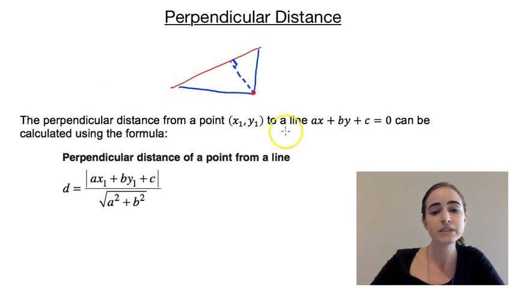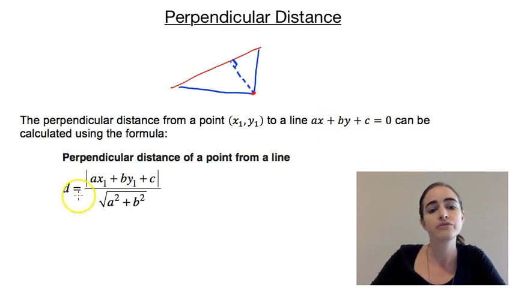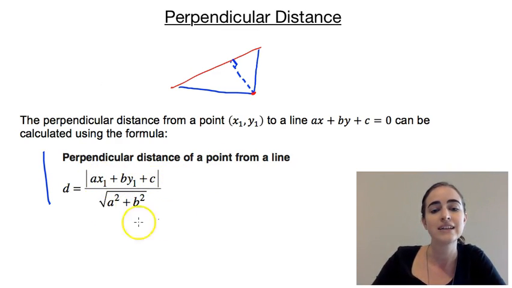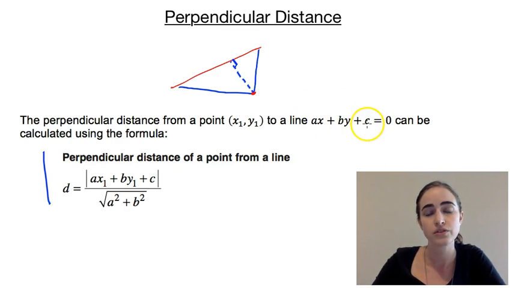So to calculate the perpendicular distance from a point x1, y1 to a line ax plus by plus c equals 0, we can use the formula that's on your formula sheet, and that formula is the distance is equal to the absolute value of ax1 plus by1 plus c over the square root of a squared plus b squared. So those a's, b's and c's come from the general form of a line, so it's the coefficient of x, coefficient of y and the constant term. And the x1, y1 are the coordinates of the point that we're interested in.